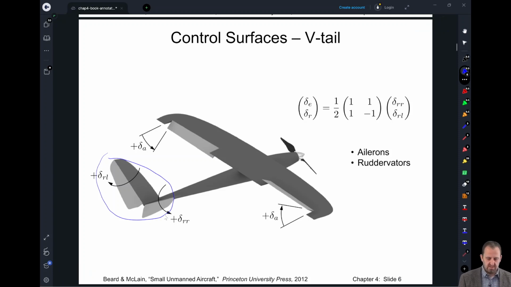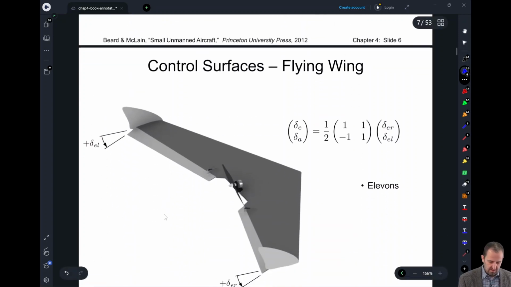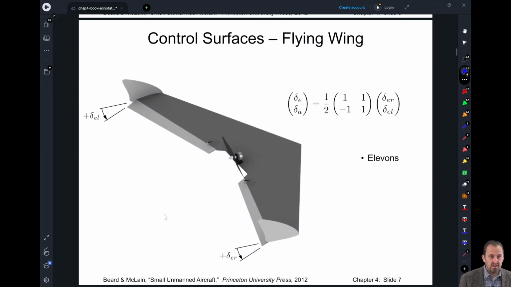So we have this slightly different tail configuration, but we can get the elevator and the rudder inputs as just a linear combination of the actual inputs to the aircraft. So we can just map these V-tail inputs into our elevator and rudder commands, and we can then model the system as we were. Then we can jump into another configuration.